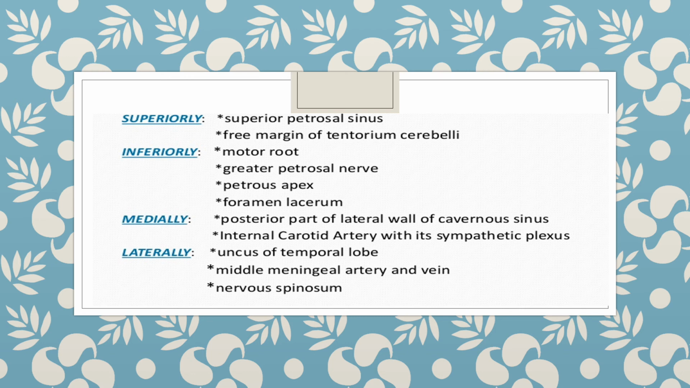You can have a view of these relations. Superiorly, there is the superior petrosal sinus, tentorium cerebelli, motor root, greater petrosal nerve, apex of petrous temporal bone, foramen lacerum, posterior part of the lateral wall of the cavernous sinus, internal carotid artery, temporal lobe of the brain, basically the uncus part is there. Then middle meningeal vessels and nervus spinosus.